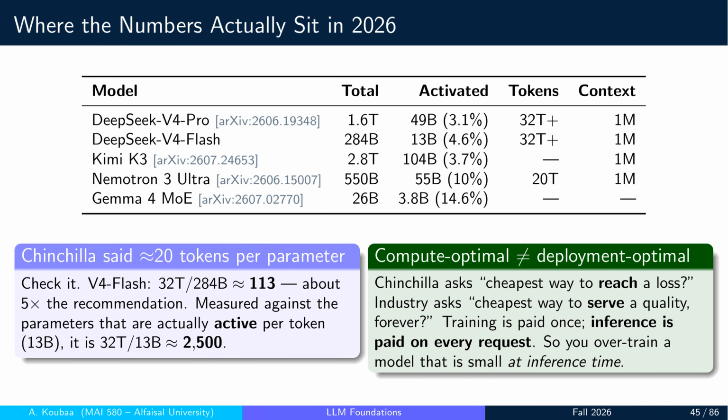Read the right box. Compute optimal is not the same as deployment optimal. Chinchilla asks for the cheapest way to reach a given loss. Industry asks for the cheapest way to serve a given quality, forever. Training is paid once. Inference is paid on every request. So you deliberately overtrain a model that is small at inference time, and you accept a worse training compute trade in exchange for a better serving cost for the life of the product. That single distinction, paid once versus paid forever, explains most of what the frontier looks like today, and we're about to see it again in Section 3.